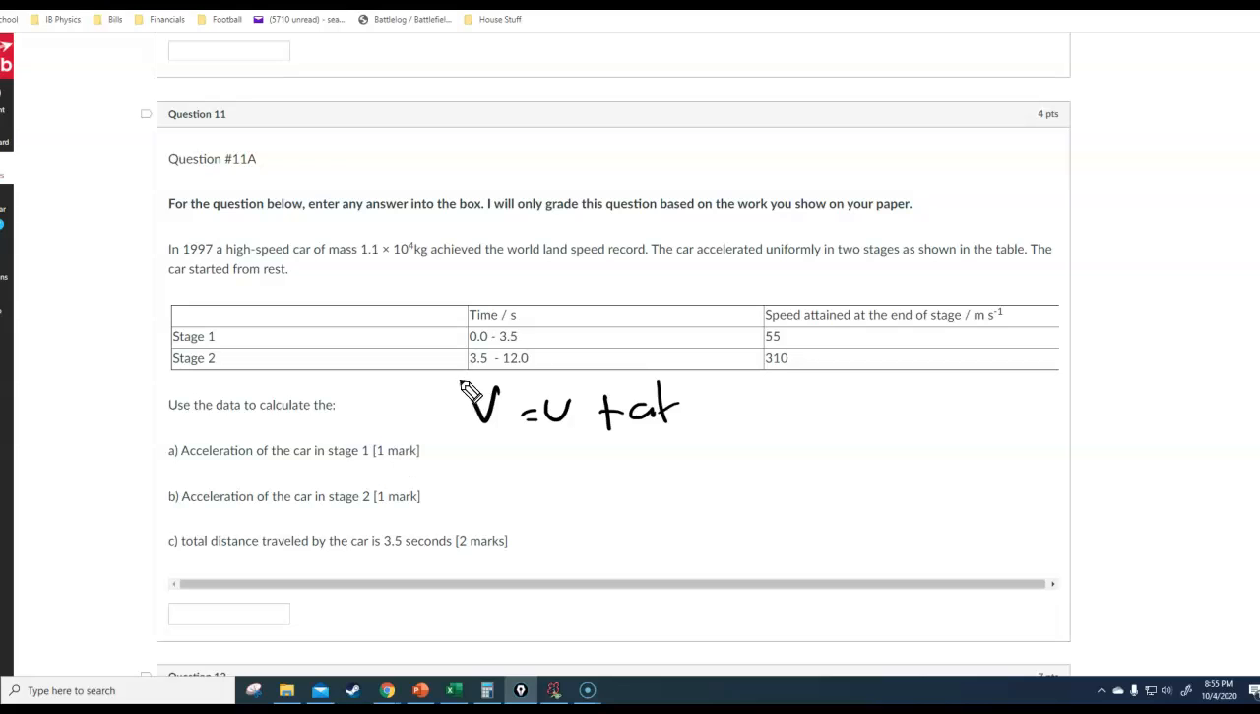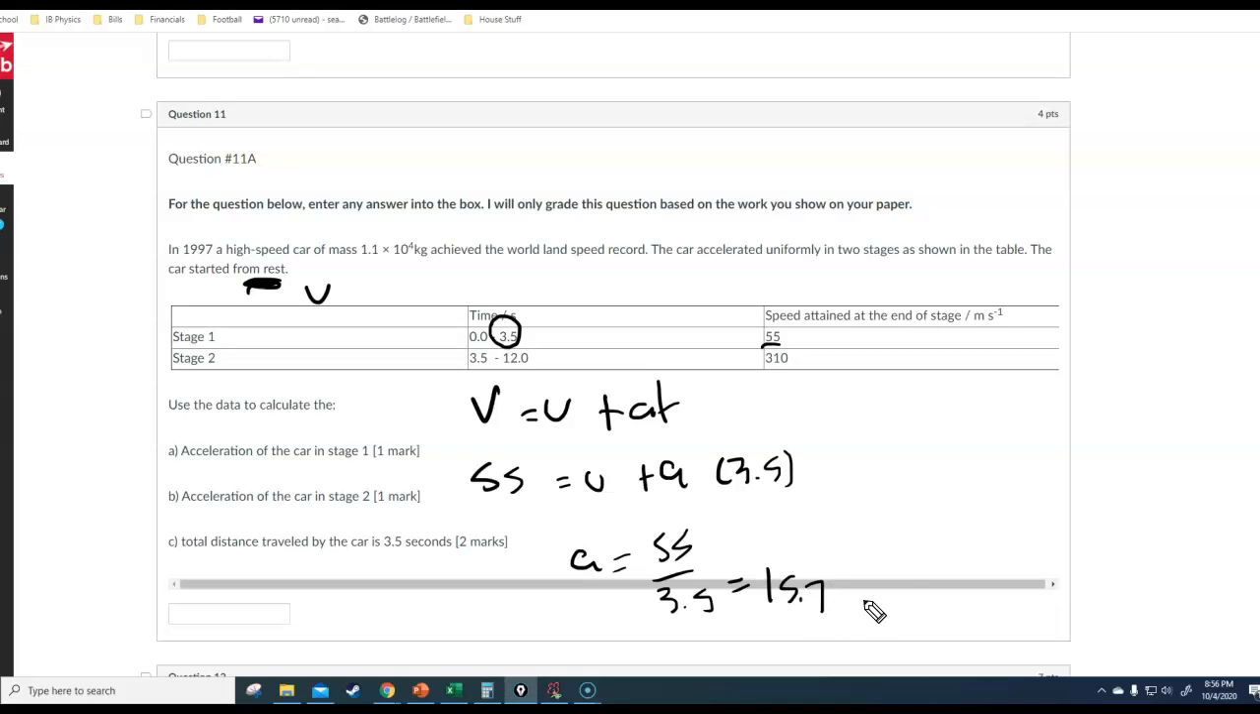Now for stage 1, the time is 3.5 seconds. The initial velocity is 0. And then at the end of the stage, in this case, it's going 55 meters per second. So for A, it would be 55 equals 0 plus A times 3.5. And so A would just be 55 divided by 3.5. Make sure you're showing a sufficient amount of work. By the way, you should always write down the equation before you go to plug in numbers, just like I did right here. Okay, and so this is what it would be for A.